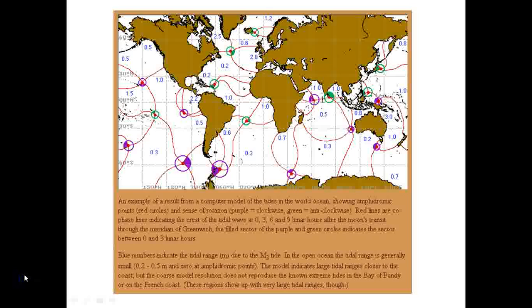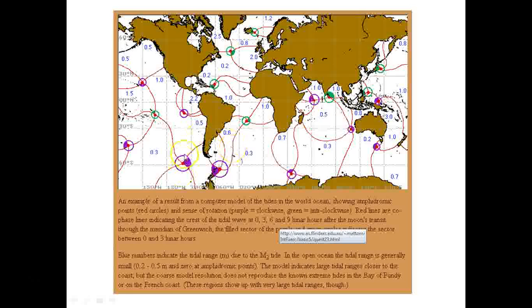Okay, I'm not sure why, but PowerPoint froze up there, so just paused and restarted. So we had just finished talking about amphidromic points, and basically, as long as you understand that they're points of no tide, and there's approximately 12 of them in the world oceans, and they're points of no tide around which the crests will rotate.